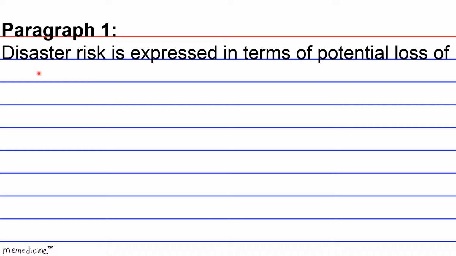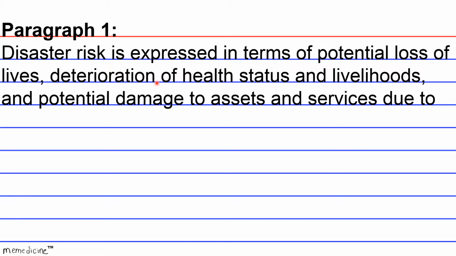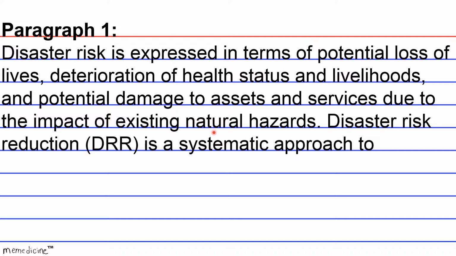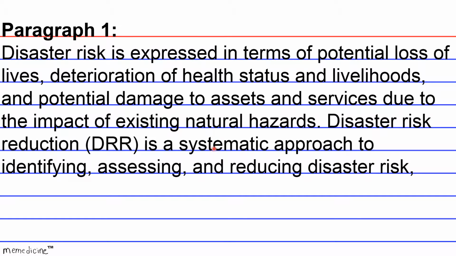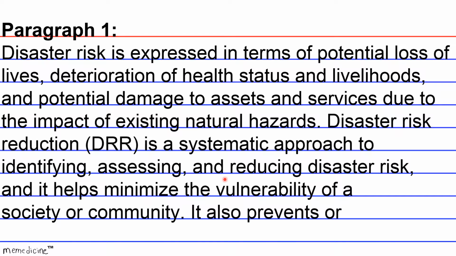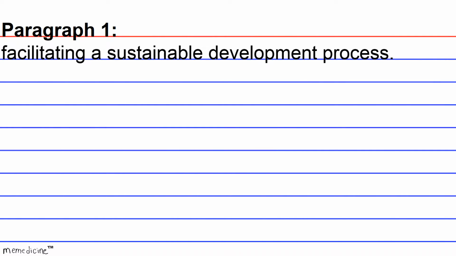Paragraph 1. Disaster risk is expressed in terms of potential loss of lives, deterioration of health status and livelihoods, and potential damage to assets and service due to the impact of existing natural hazards. Disaster risk reduction is a systematic approach to identifying, assessing, and reducing disaster risk, and it helps minimize the vulnerability of a society or community. It also prevents or mitigates the adverse effects of natural disasters, facilitating a sustainable development process.